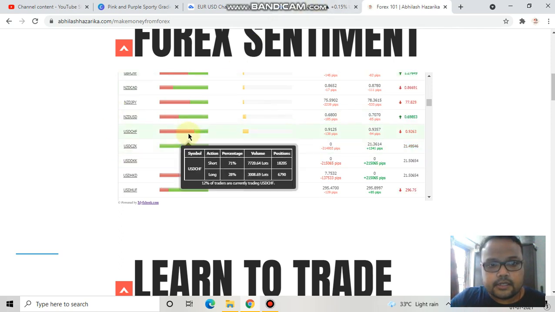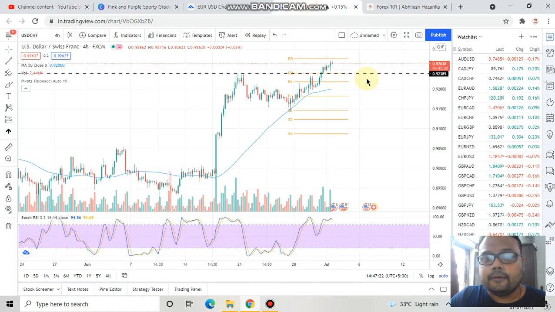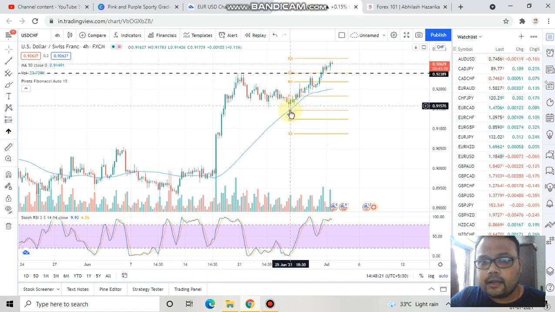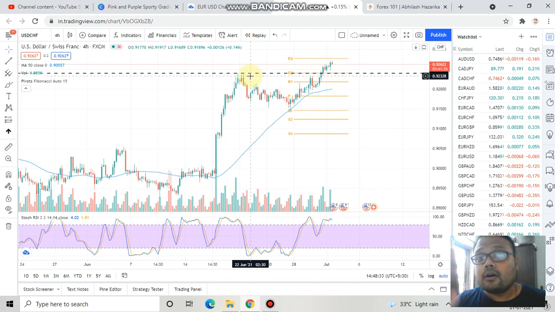And see, this is the USDCHF, and they have mostly shorted the market at 0.9125, around this place. When the market was retracing a bit, they thought that the trend of the market had changed, and as a result they shorted the market. But they forgot the fact that overall the market is under the dominance of the buyers, and as a result 90% retail traders lose money. And you should not make the same mistake because you are watching my videos.